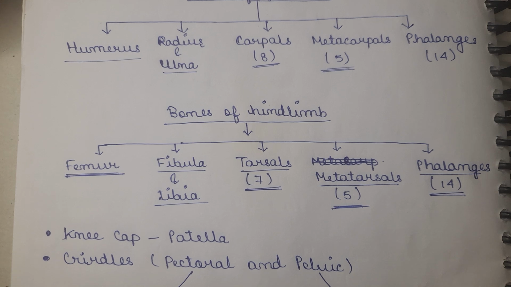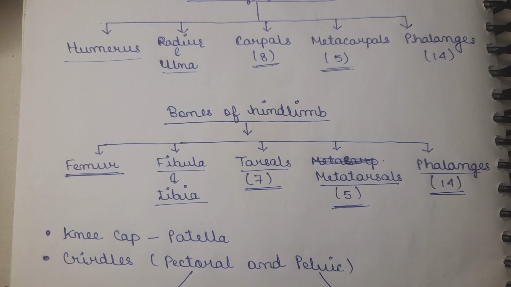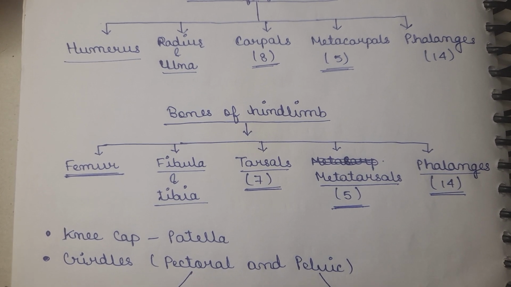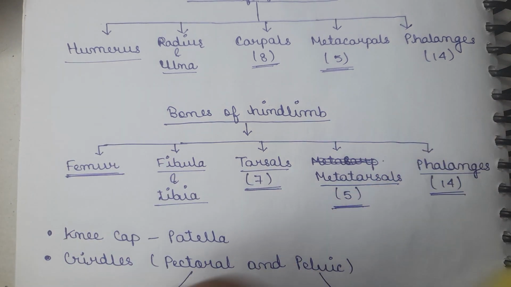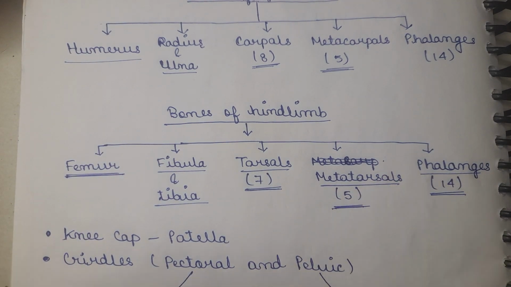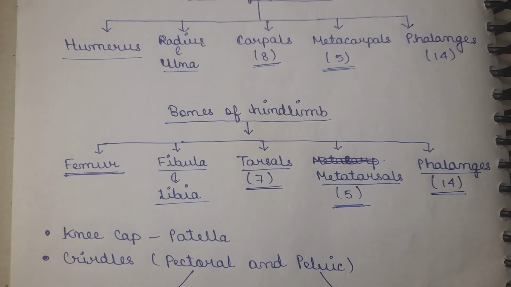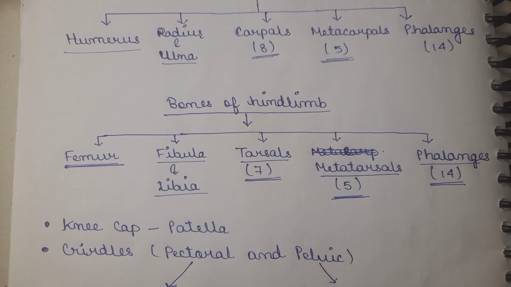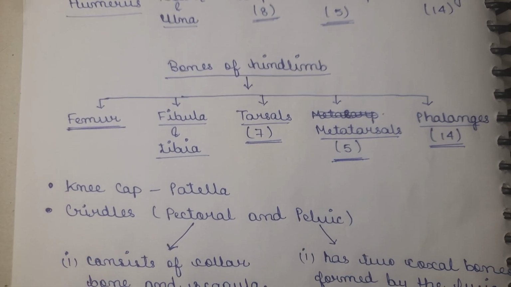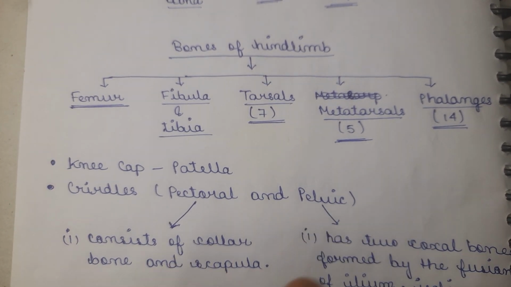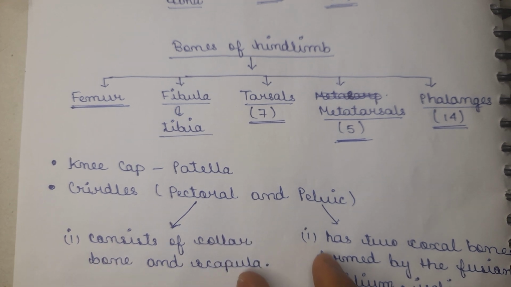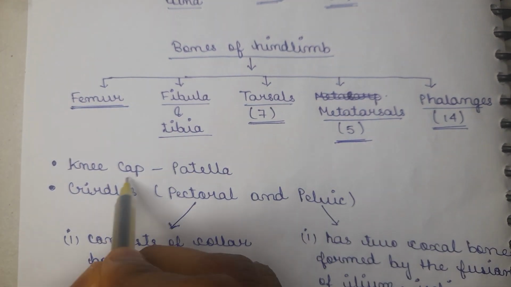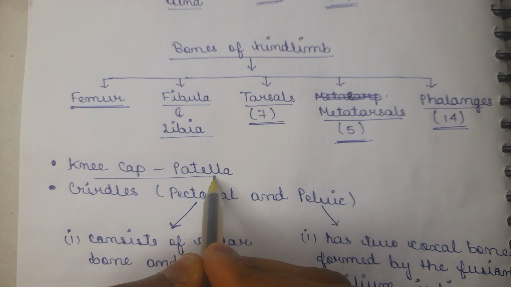So we have already known the 5 types of bones of the forelimbs, and the bones of the hind limbs also have 5 types of bones with their numbers, but there are some more bones besides these types. We all know that there is a kneecap present between the femur and the tibia, and the kneecap is known by the name of the patella.